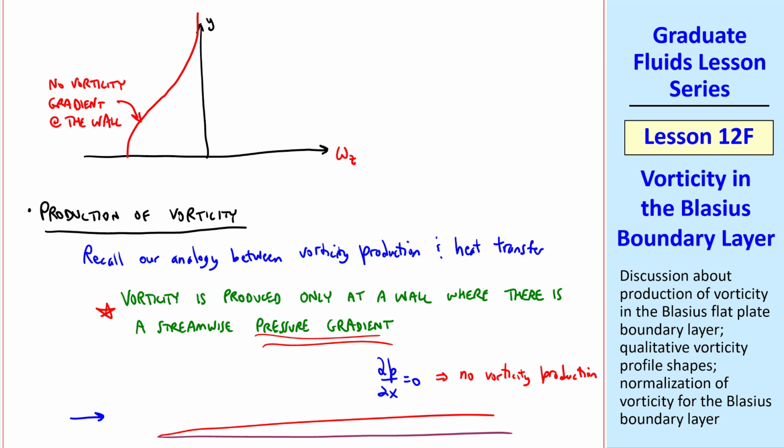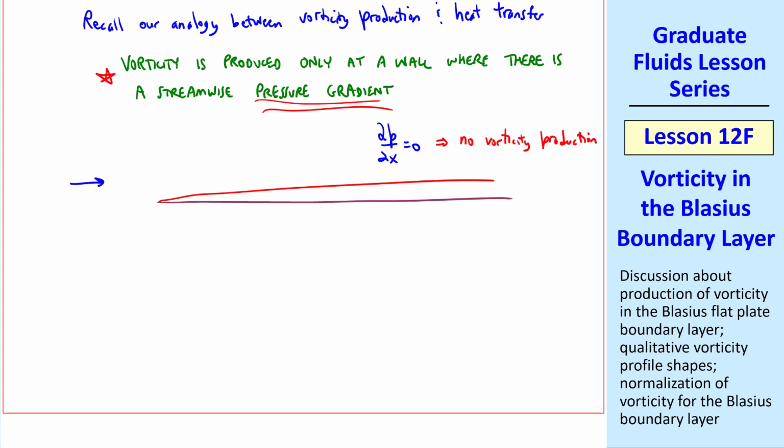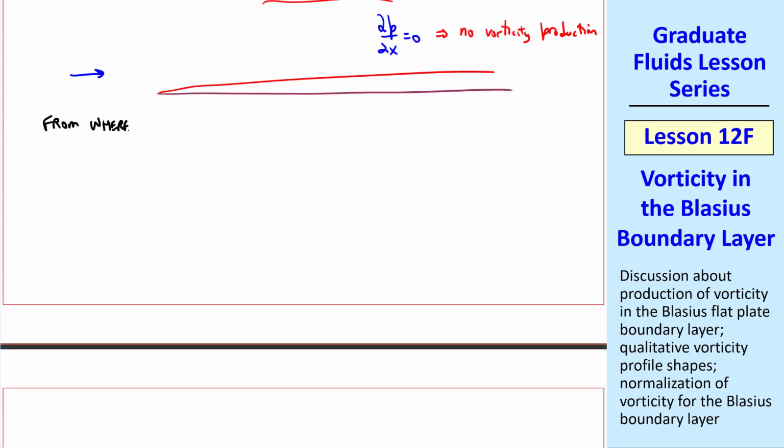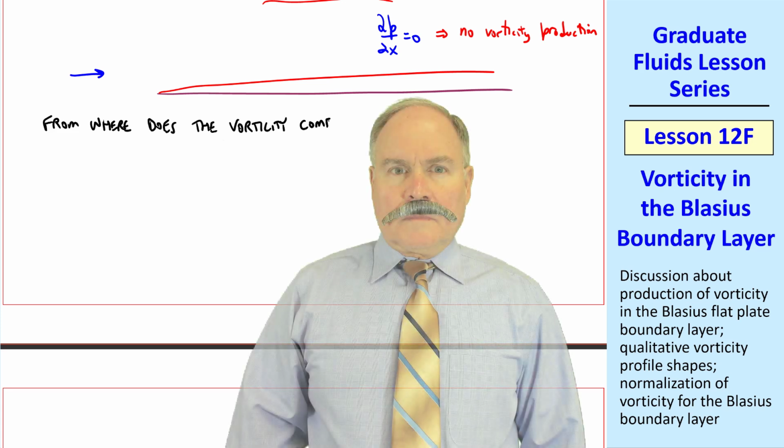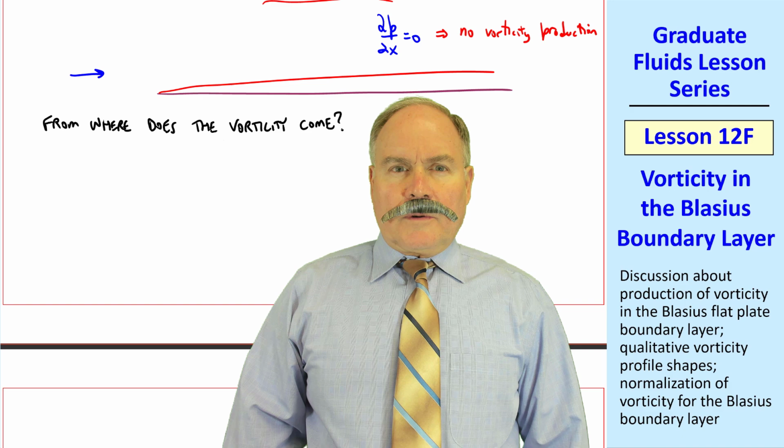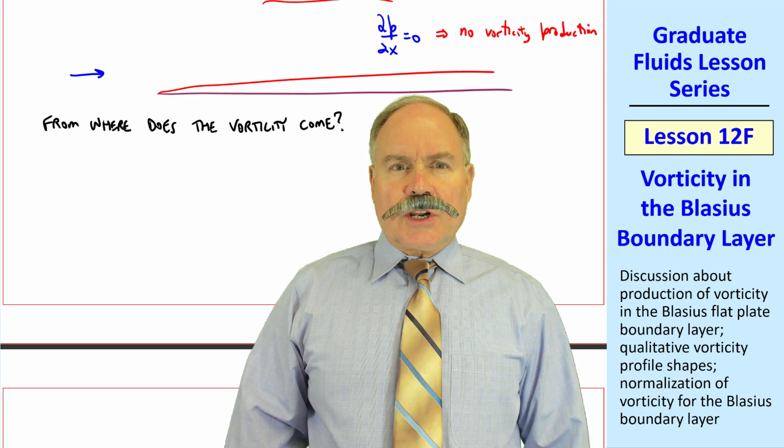And in our analogy with heat transfer, this wall is like an insulated wall for temperature. When there's no heat transfer, there's no gradient of temperature. Here, when there's no vorticity gradient, there's no production of vorticity. So either way you look at it, we don't have a mechanism for vorticity production in the Blasius flat plate boundary layer. Yet there is vorticity in the flow. So I ask, from where does the vorticity come? Sir, I recall from a previous lesson that there is a singularity at the origin and all the vorticity is produced there. That's right, Sean.